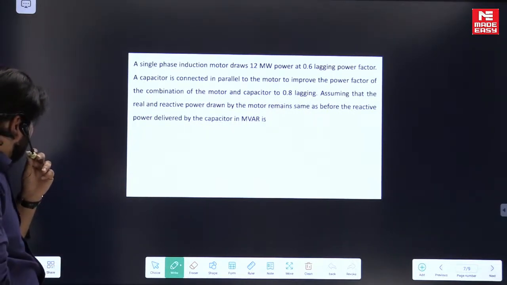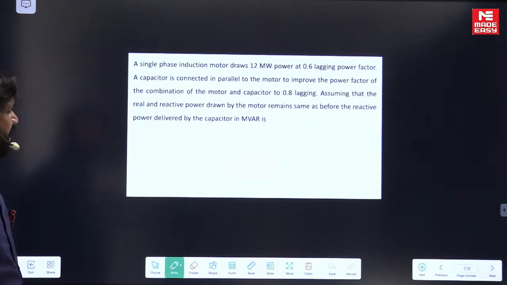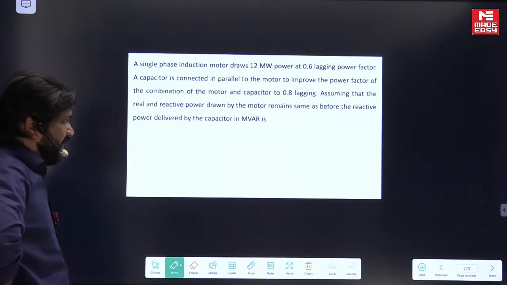A single phase induction motor draws 12 megawatt power at 0.6 lagging power factor. A capacitor is connected in parallel to the motor to improve the power factor of the combination of the motor and capacitor to 0.8 lagging. Assuming that the real and reactive power drawn by the motor remains same as before, the reactive power delivered by the capacitor in MVAR is.